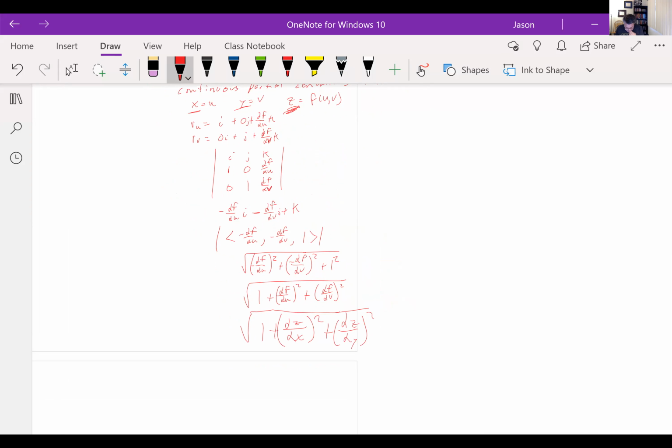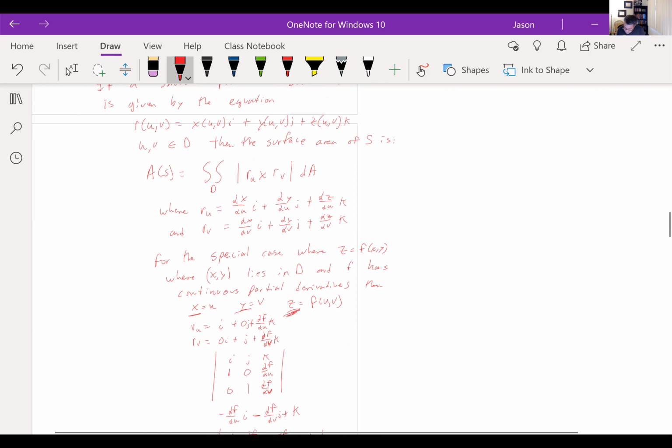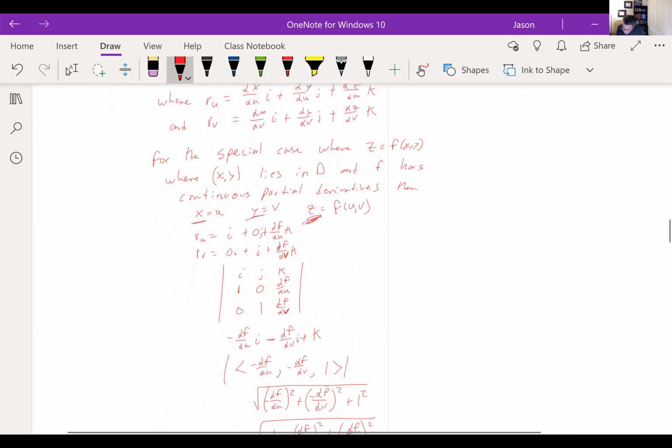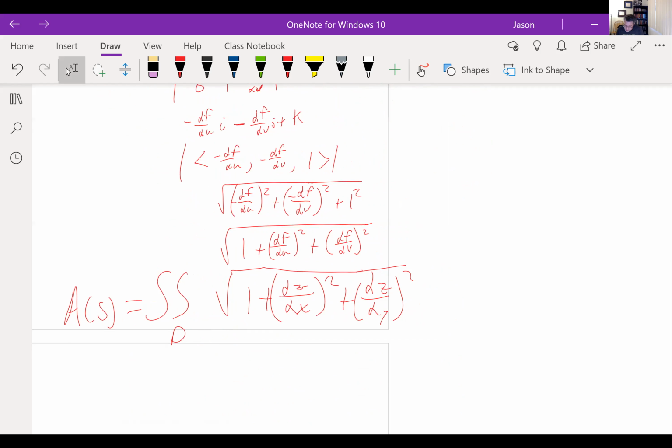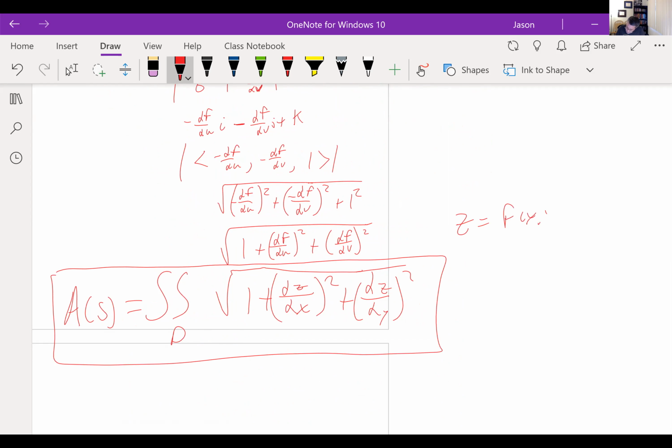And what is this going to be equal to? The double integral over D of dS. So that's what this is equal to for the very special case when we have z equals some function of x and y. Think of this as my surface area formula, a surface area formula for a surface z equals some f of x, y.